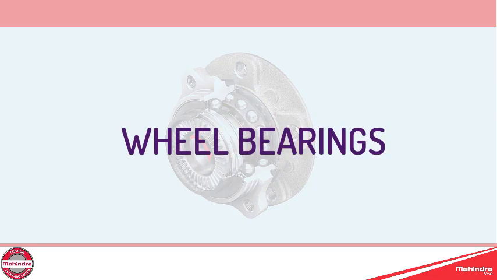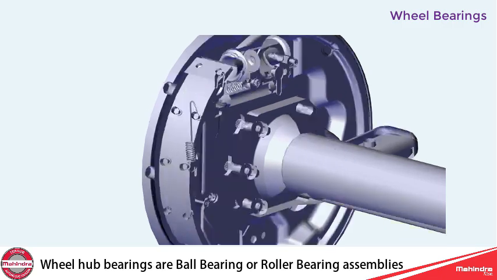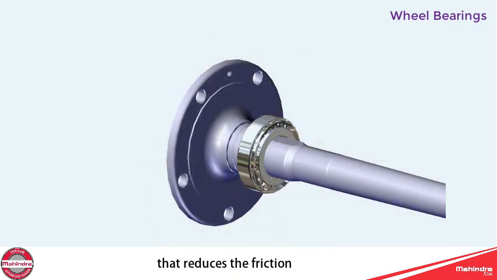Wheel bearings. Wheel hub bearings are ball bearing or roller bearing assemblies that reduce the friction and support the wheels and axles as they rotate.